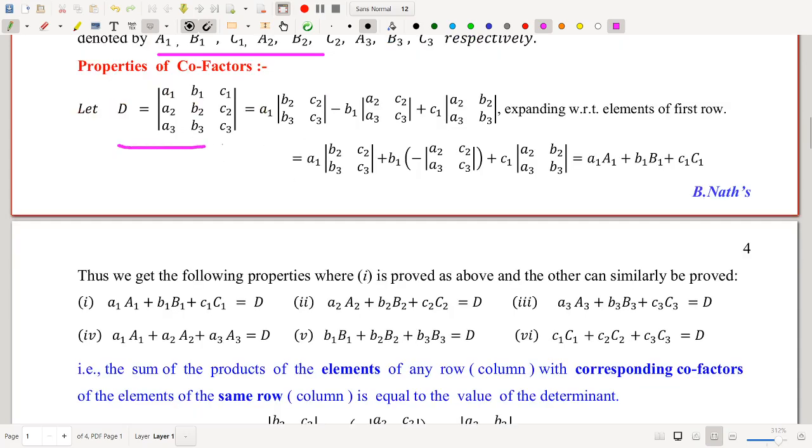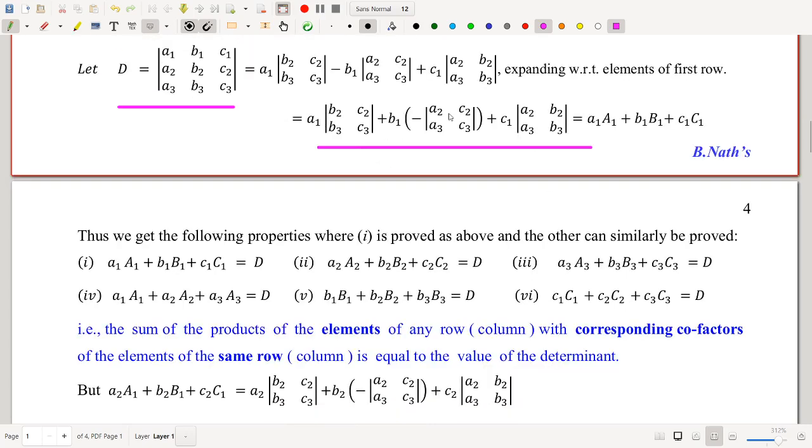Now let us see some properties of cofactors. Let D equal to this determinant. Means with this determinant when expanded we get a value, that value is D. But as usual we have expanded this determinant in the right side. We know from the first class this is the expansion with respect to elements of first row. Now slightly modified way we have written here a1 into a determinant plus b1 into another determinant, second order determinant with minus sign plus c1 into another determinant.